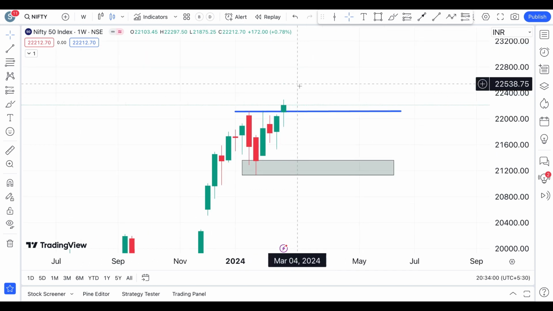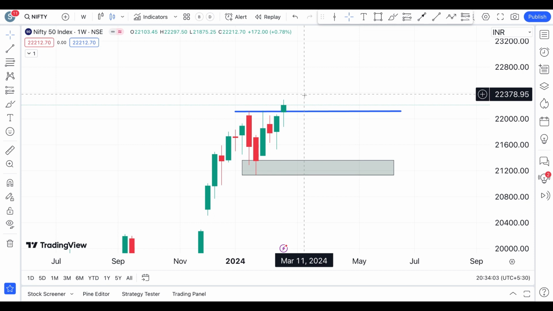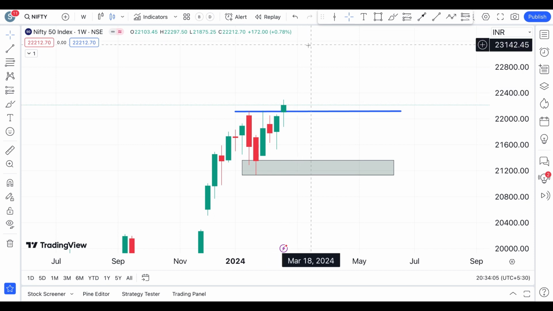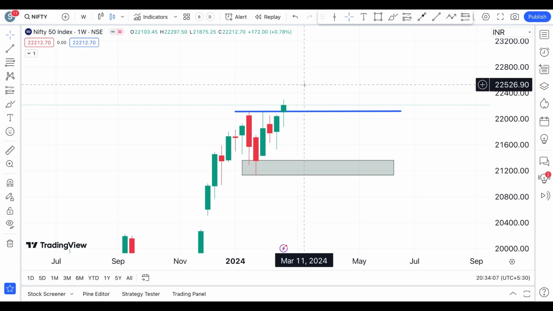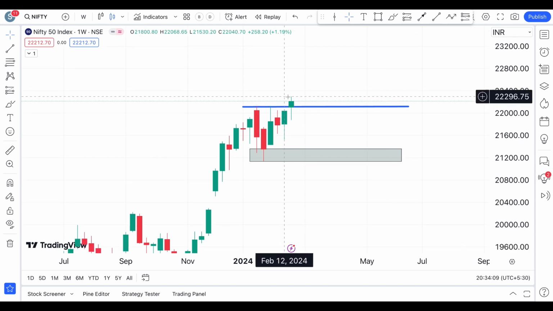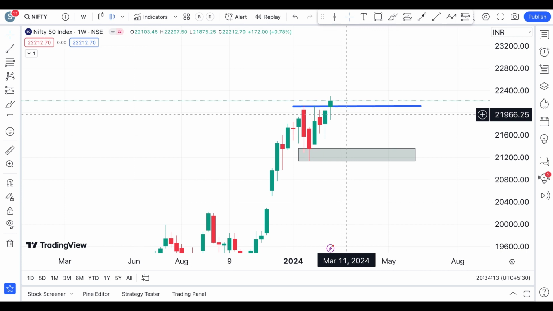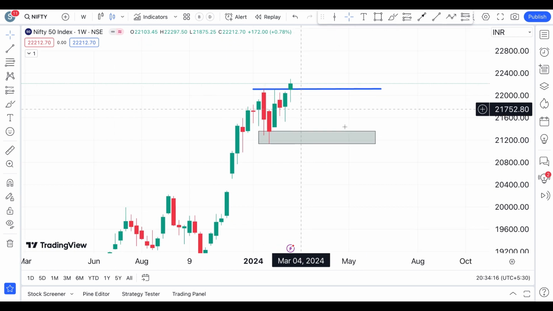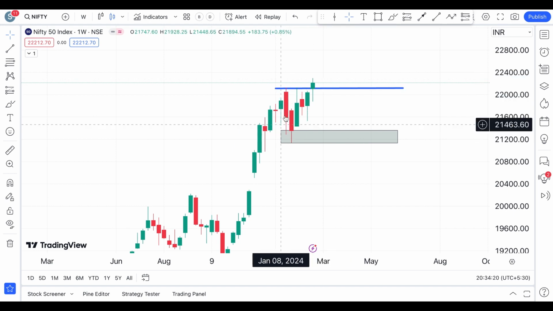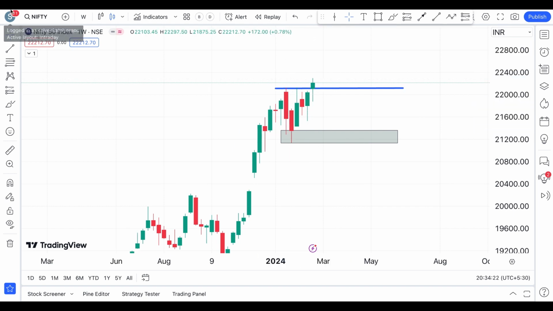Considering the pullbacks, you should be prepared to see some pullbacks. You cannot blindly go ahead believing that it's going to be continuous green candles, but be prepared for pullbacks as well. You do that by creating swing highs and lows in your intraday time frame. So here it's definitely positive for the Nifty.